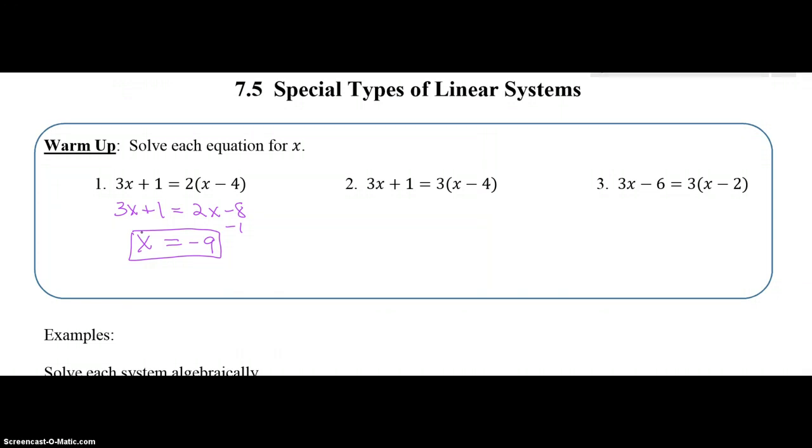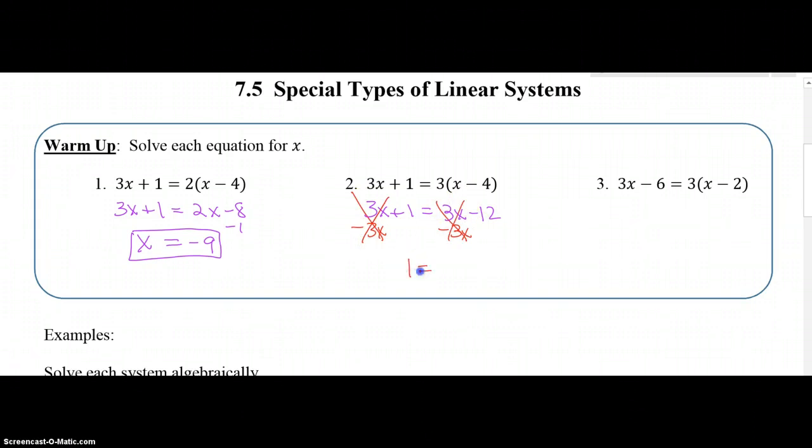Number 2, you are also distributing, and you get 3x plus 1 equals 3x minus 12. Now think to yourself, does that make sense? Can 3x plus 1 equal 3x minus 12? No, okay? And algebraically, let's look at this. If we subtract 3x from both sides because we want to combine like terms, essentially, we see that the 3x's cancel on both sides.